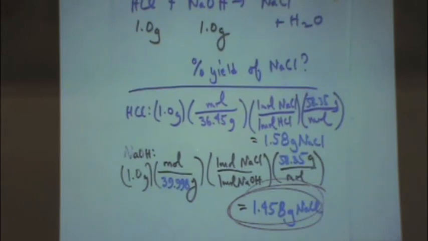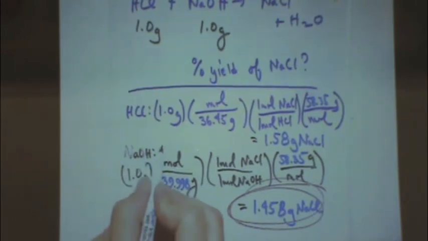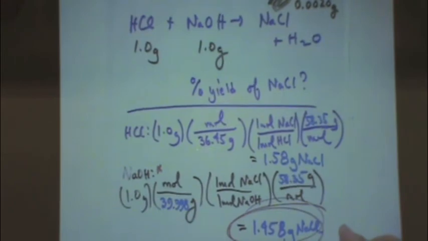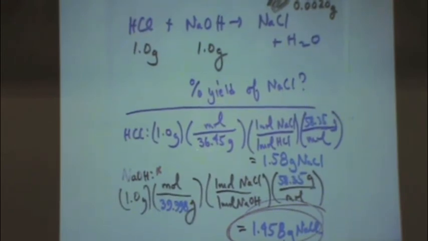The sodium hydroxide is the limiting reactant. That means the HCl is in excess. There's too much of it. So this one, because there was less of it, produced less product. That's your typical case: if they ask what's the mass of the product formed, you do both stoichiometric calculations and pick the smaller number.